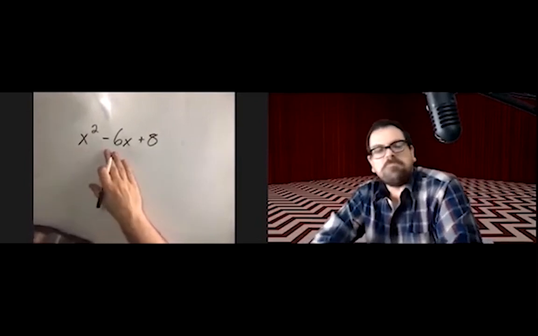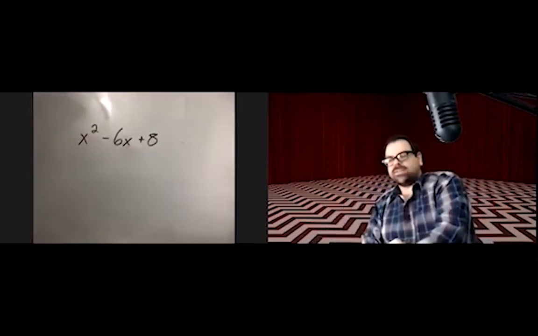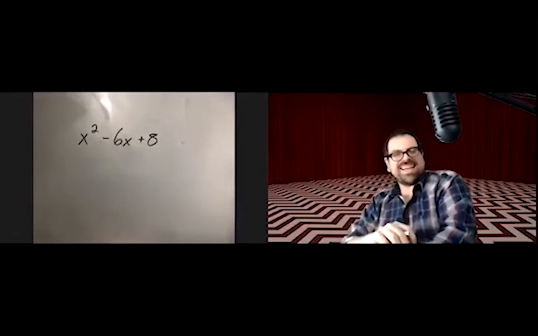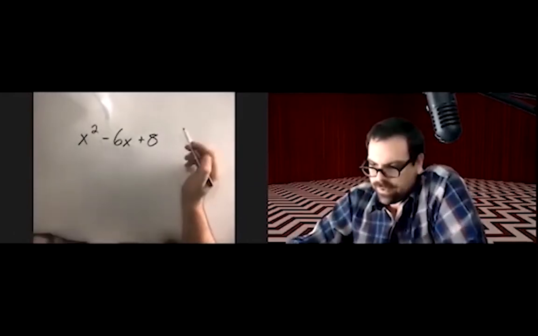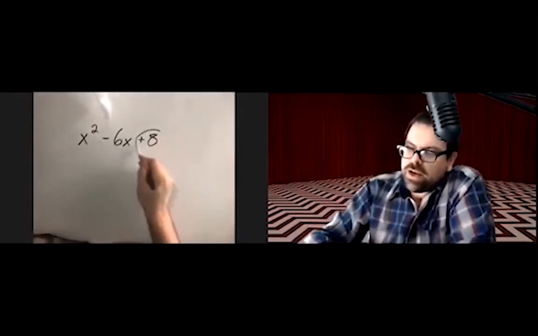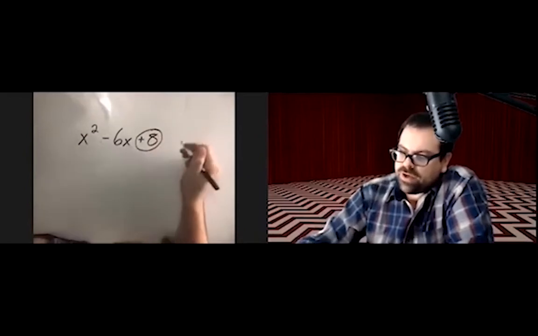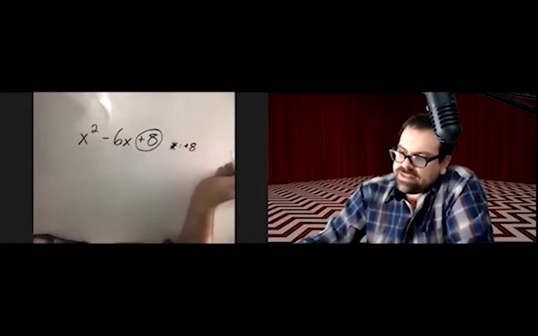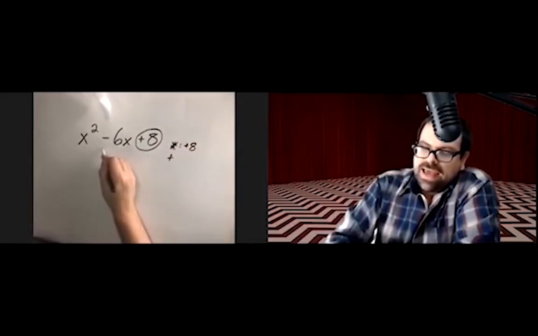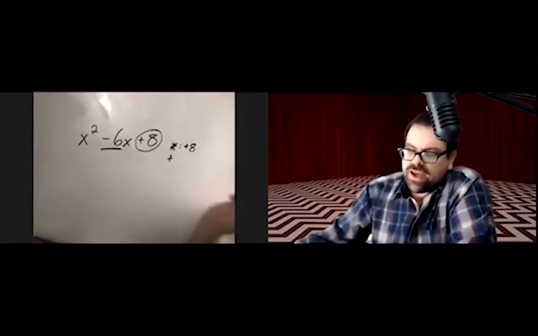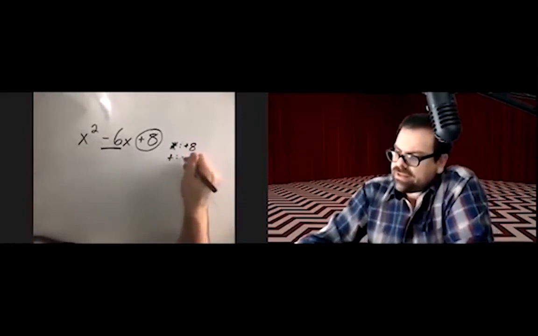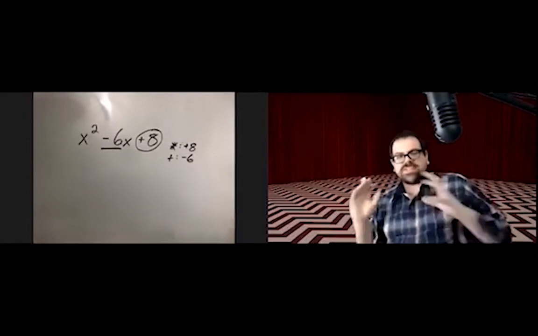x squared minus 6x plus 8. We would need numbers that multiply to give the constant, positive 8, and add for the number in front of x, add to negative 6. So the sign is important.